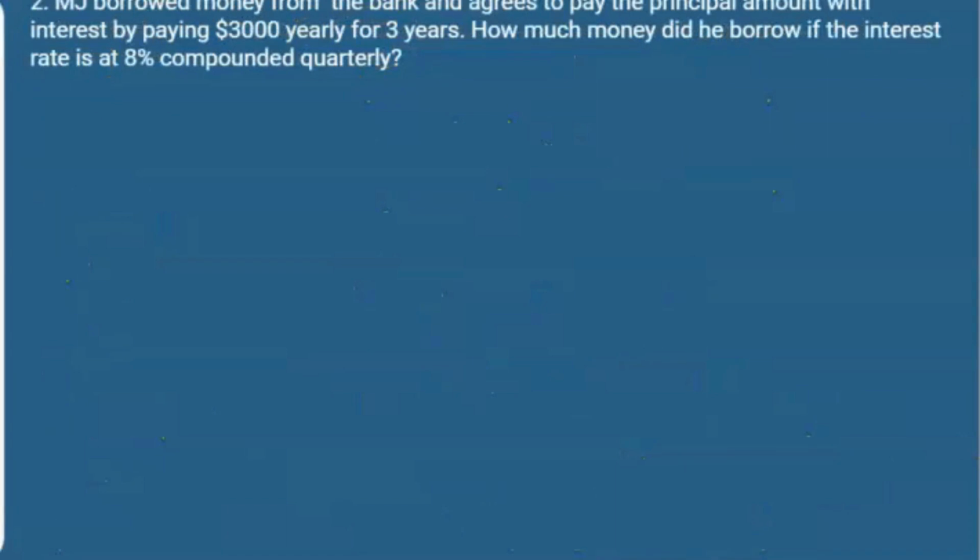Second example, MJ borrowed money from the bank and agrees to pay the principal amount with interest by paying $3,000 yearly for 3 years. How much money did he borrow if the interest rate is 8% compounded quarterly? So how much money did he borrow? So we're looking for the present value. And this is general annuity because the payment will be $3,000 yearly, but the interest rate is compounded quarterly.